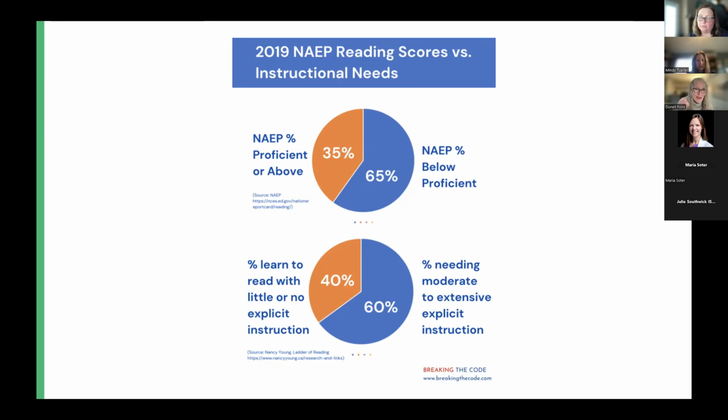And then, that looks at the pie chart down below, that percent who learn to read with little or no explicit instruction. Look how that pretty much mirrors our proficient or above. That's about 40% of our population that is going to do okay in a classroom, just fine, maybe figure it out. Maybe they could have been a better reader sooner if they'd received better instruction, but they're going to make it. But that 60%, which mirrors our below proficient, they needed moderate to extensive explicit instruction, much better instruction, to become a good reader. So that's how those reading numbers break down.